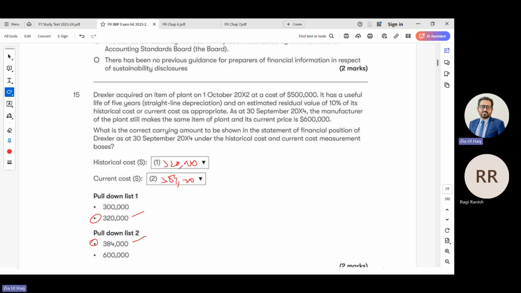Similar two examples we have covered so far. You know?